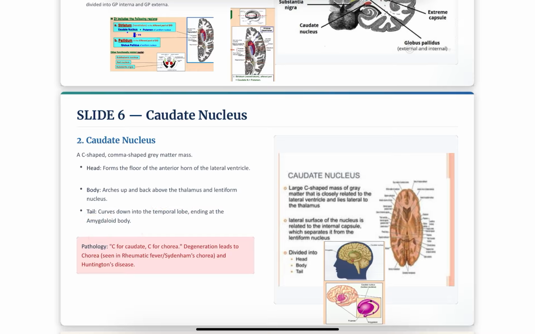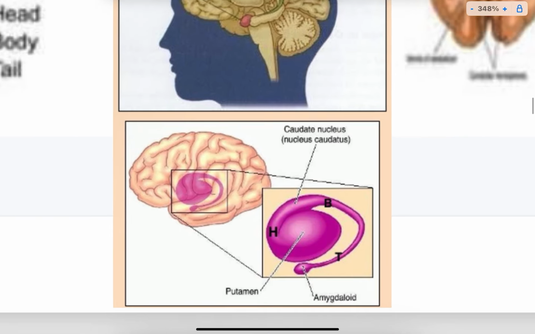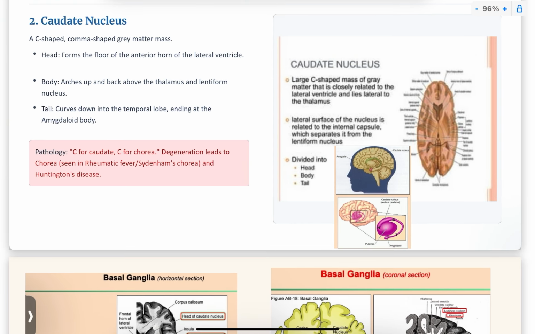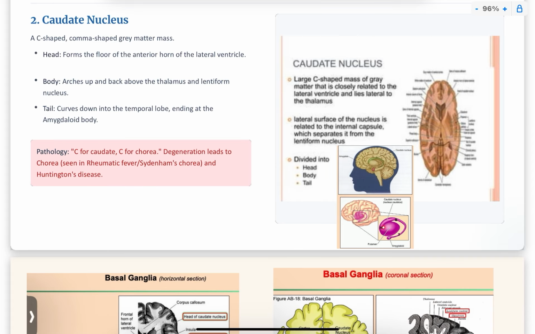So let's take a look at it here. Here we have the caudate nucleus, the head, the body, and the tail. And what did we say about it? The head forms the floor of the anterior horn of the lateral ventricle. The body will go up and back, above the thalamus and the lentiform nucleus, and then the tail will go down to the temporal lobe, ending at the amygdaloid body. This is the amygdaloid body here.